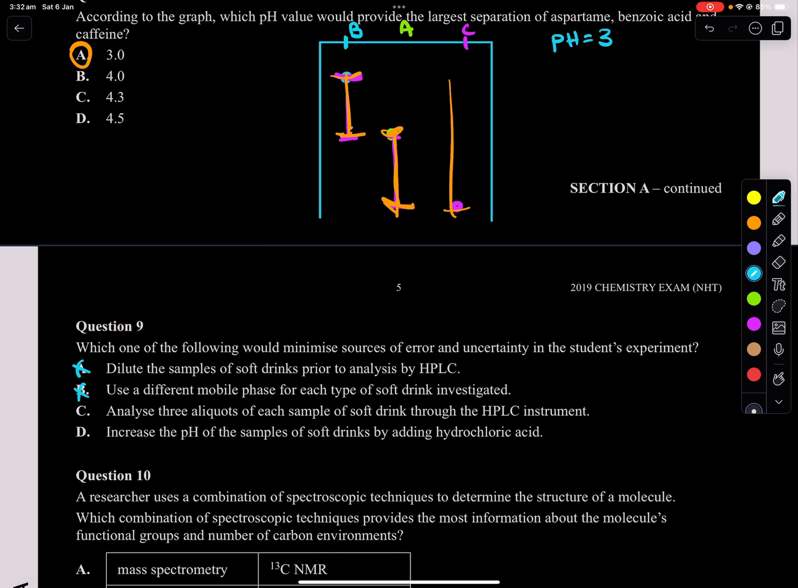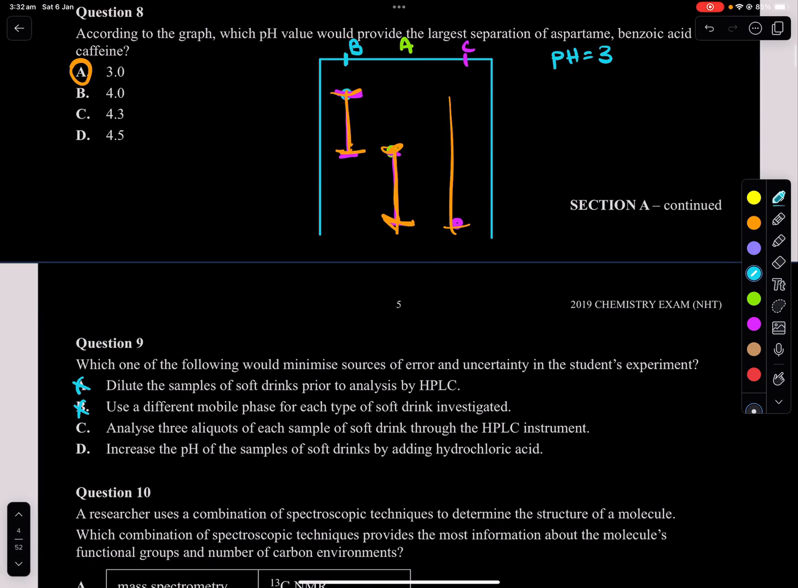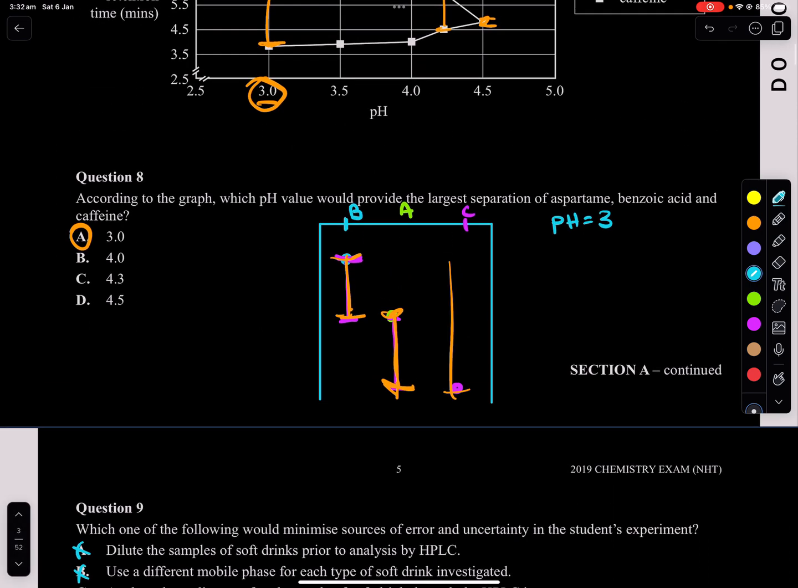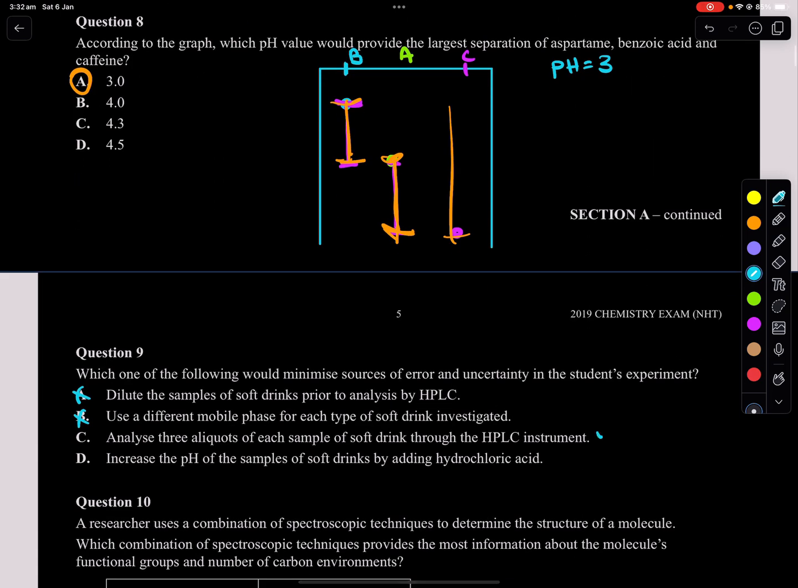So C, analyze 3 aliquots of each sample of soft drink through the HPLC instrument. Okay, that's actually quite good because you're just repeating the experiment. If you're using the 3 aliquots of each sample of soft drink through HPLC, what you've done is you're increasing your accuracy and hence minimizing your uncertainty and error. So that's actually great. Always remember, repeating an experiment is great because it minimizes random error.